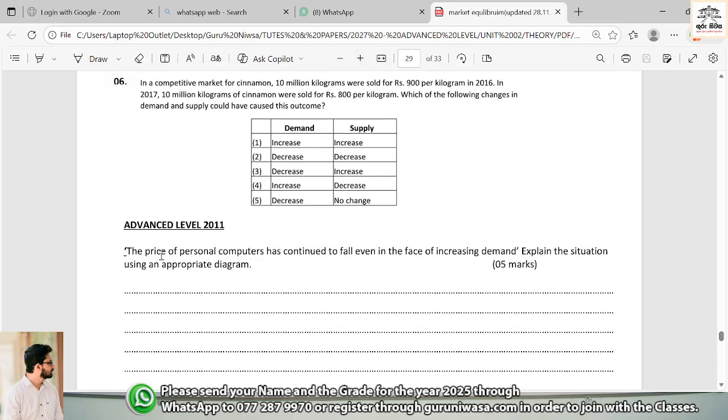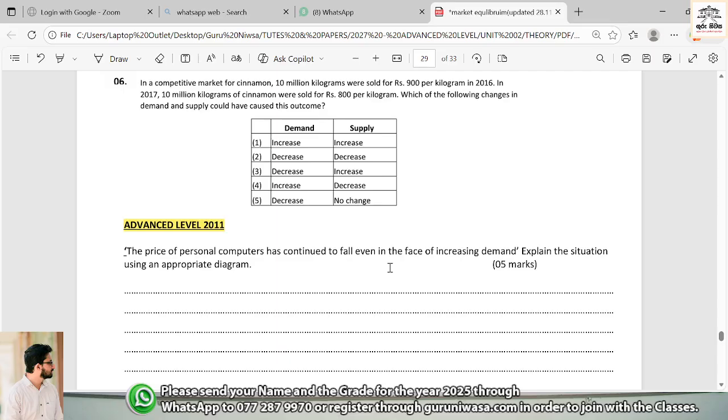Can you read the question, Kalan? The price of personal computers has continued to fall even in the face of increasing demand. Explain the situation using an appropriate diagram. Five marks. Good. Just forget demand and supply and economics theory points for now.